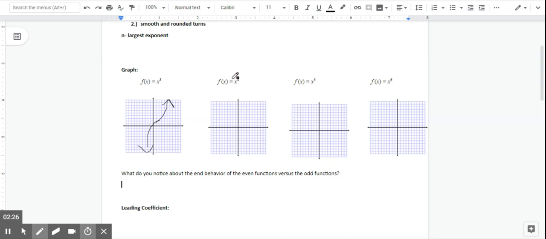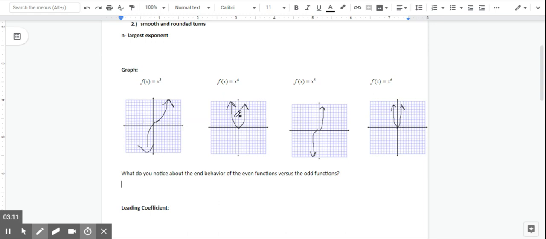Then we come over here to x to the fourth. So 4 would be considered our n in this equation because it is our biggest exponent by default. There are no other exponents in our function. And this graph kind of looks like a parabola, but it's slightly closer to the y-axis. Then we have x to the fifth, which looks like this. These are just rough sketches. Kind of looks like our x to the third function, but just a little bit closer to the y-axis. Then we have x to the sixth, which kind of also looks like a parabola, but even closer to the y-axis than x to the fourth was.